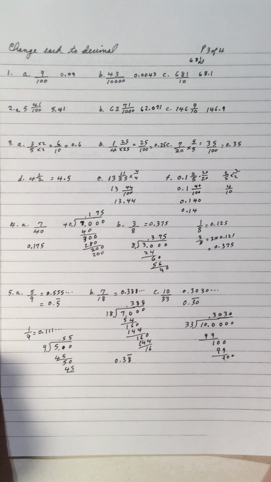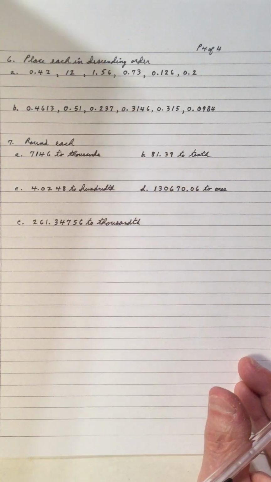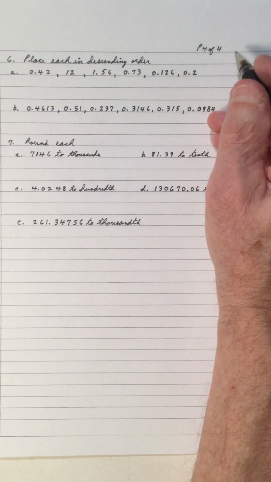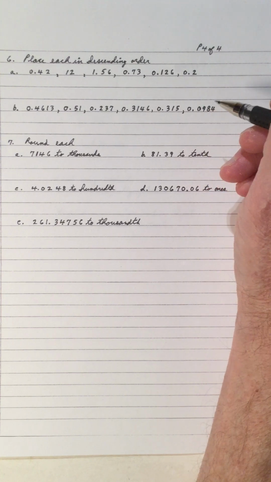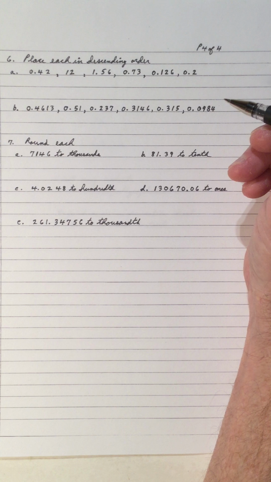So it's the 3 0 that's repeating, not just the 3. Okay, it's the last one on this video, last page. Place each in descending order from the highest to the lowest.